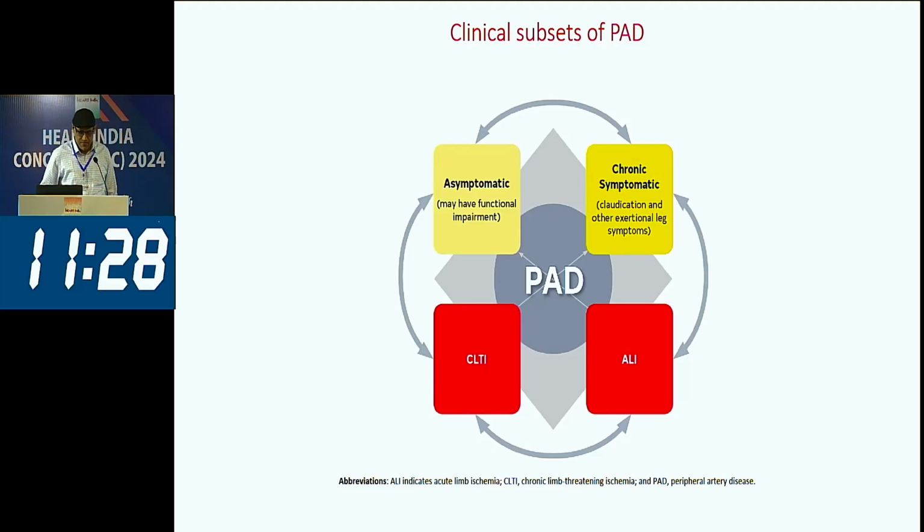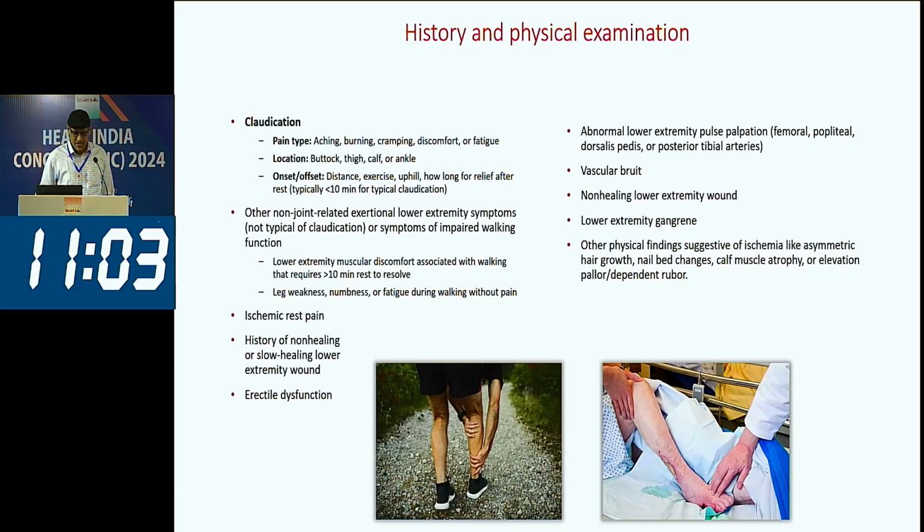These are the clinical subsets of peripheral arterial disease. The patient could be asymptomatic, or it could be a chronic symptomatic patient with typical symptoms of claudication or exertional leg symptoms. And then there are more severe subsets that are included in peripheral arterial disease, which we call CLTI, the chronic limb threatening ischemia, and ALI, that is the acute limb ischemia. History and physical examination is typical. I'm not going into the details.